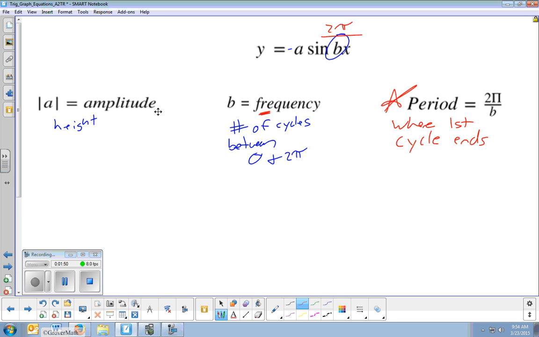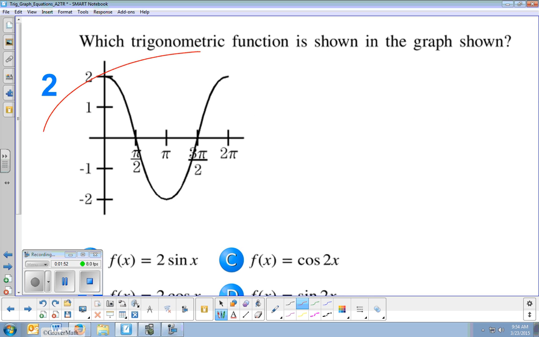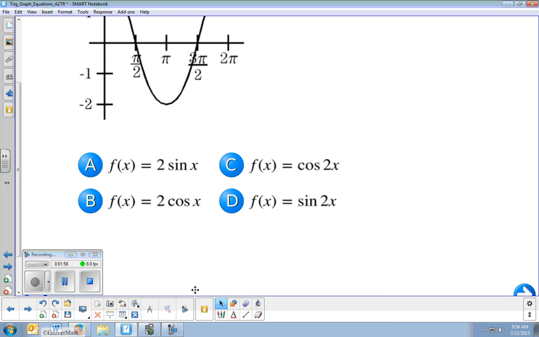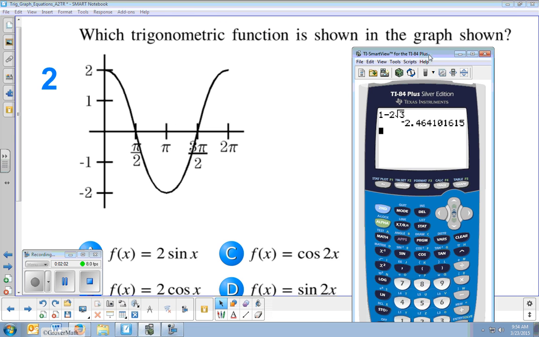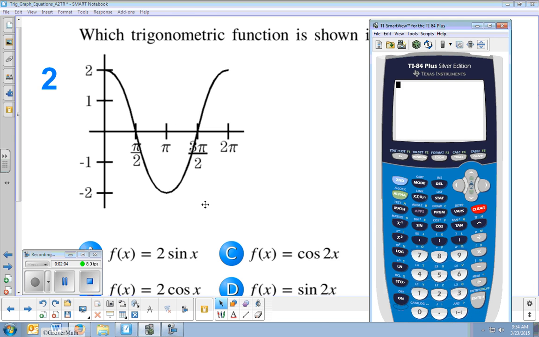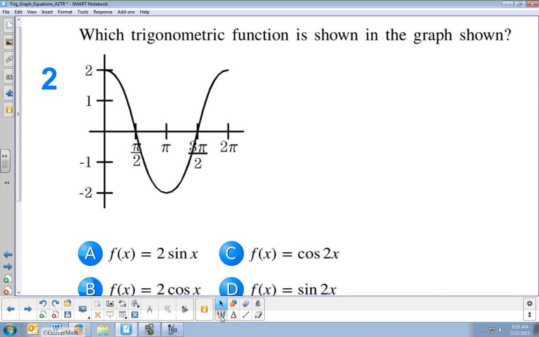So what these problems are is they look like this. You're given a trig graph picture, and what we're tasked with is determining the equation. Now, we will definitely use our calculator to help us here, because ultimately we could kind of guess and check these and see if it matches. But let's first try to do it without that. Let's go over a couple of things.